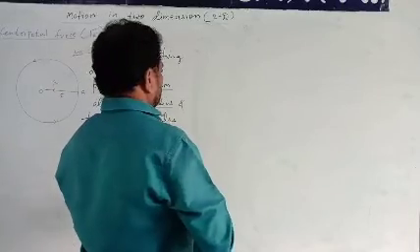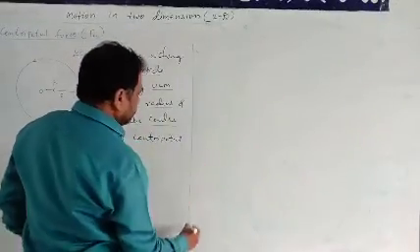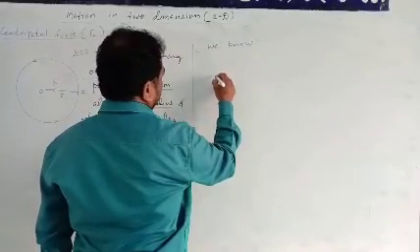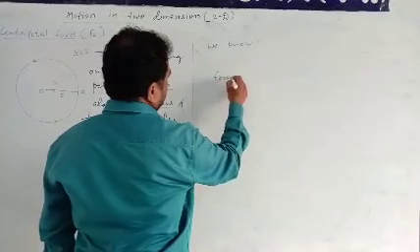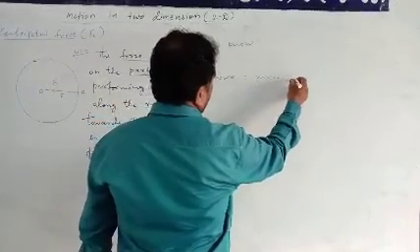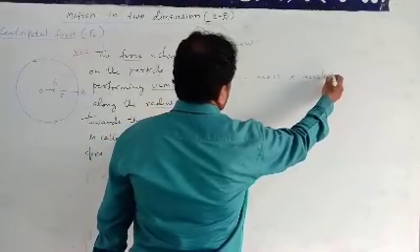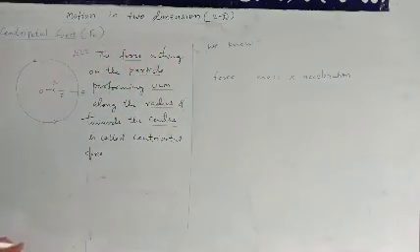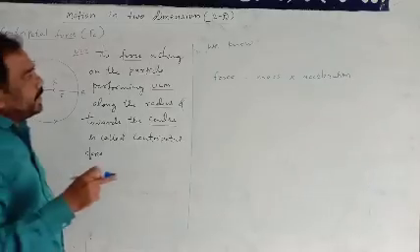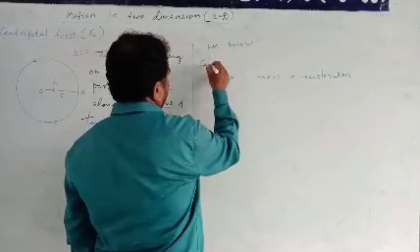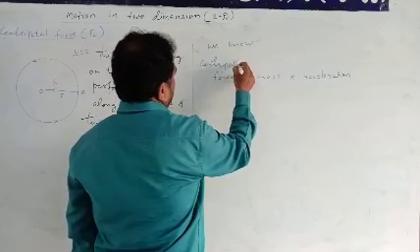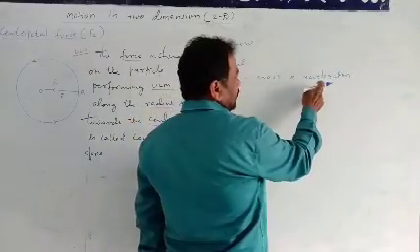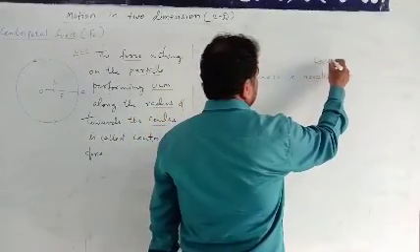Now see, we can write here the formula of force. We know that force is equal to mass multiplied by acceleration. So what are we calculating here? Centripetal force. So that's why this force is supposed to be centripetal. If you calculate centripetal force, then which acceleration is there? Definitely centripetal acceleration is there.